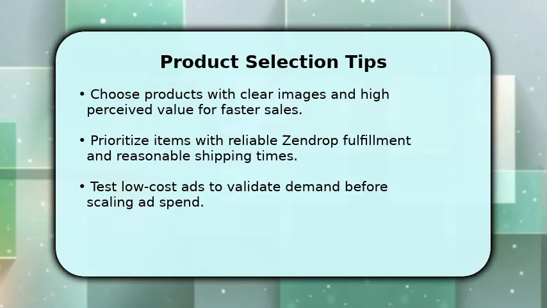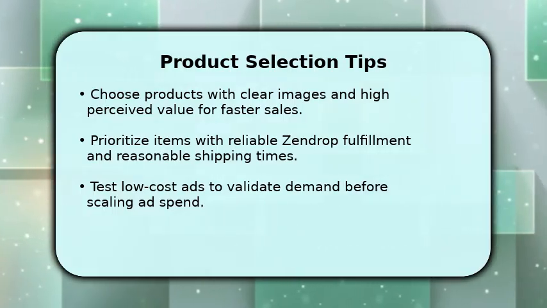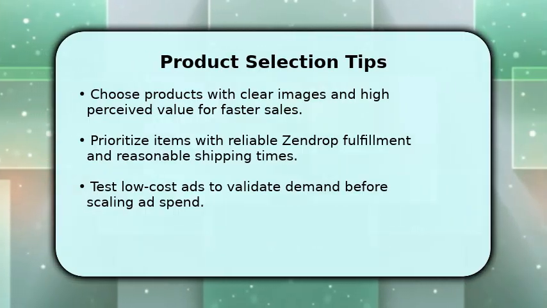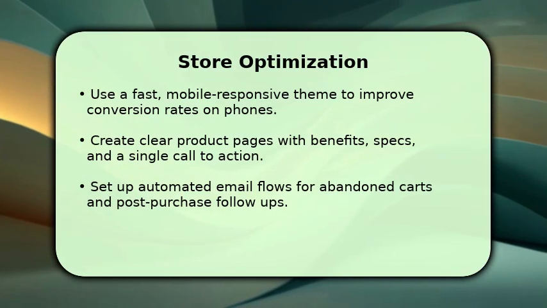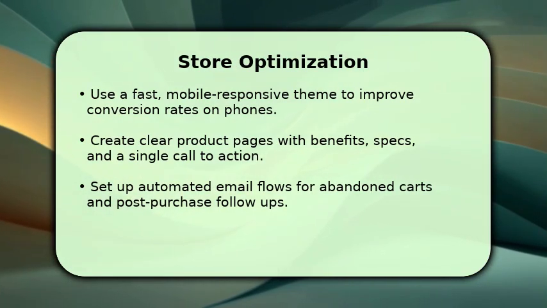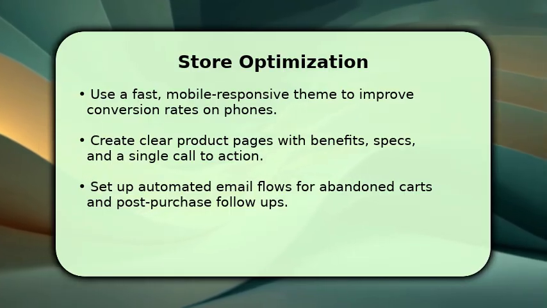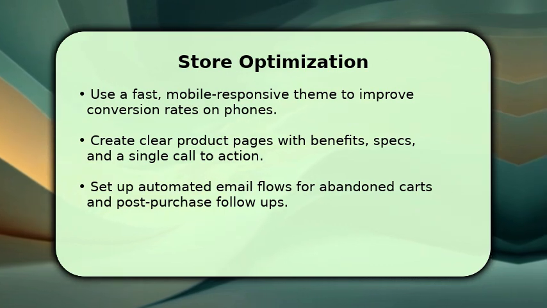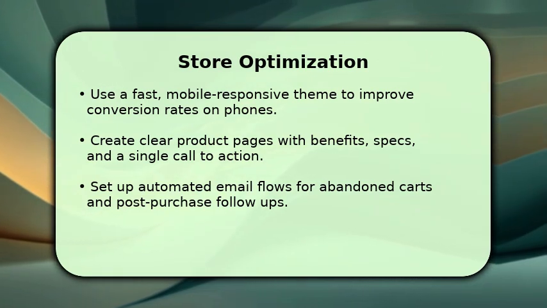Run small ad tests with clear calls to action and track conversions closely so you can pause or double down on winning products quickly. Customize your theme for speed and simplicity, focusing on mobile layouts and legible fonts. Add product photos, bullet benefits, and a concise return policy to build trust.